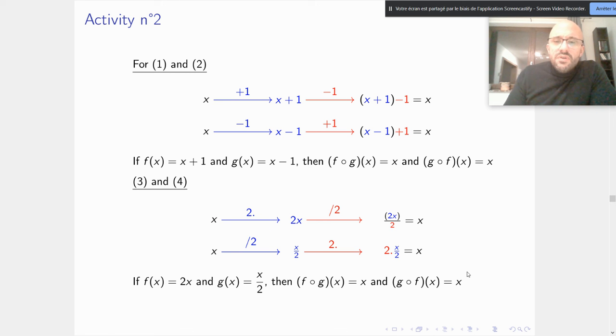So it seems that we have a pretty nice property here. When we compose the two functions, whatever order we are composing, it always gives us x. And it has to give us x to have co-inverses. Let's check it out. Let's check it for 5 and 6.